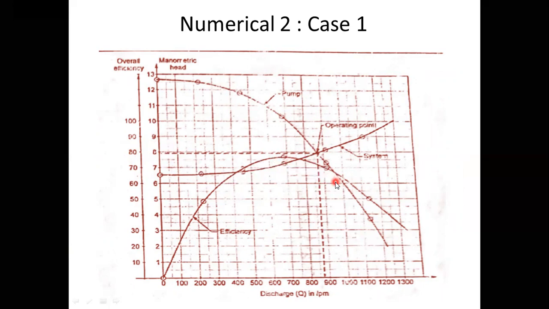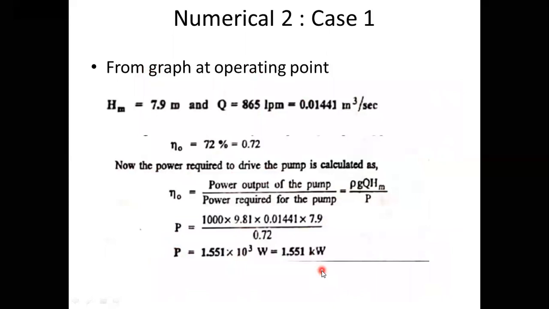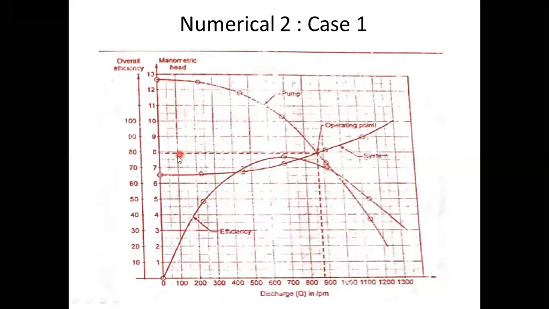So in this case also we have to find the intersection. This is the pump curve over here, and this is the system curve. So you have got this particular operating point. After finding the operating point on the graph, the first step is to take the vertical projection and the horizontal projection, to find the discharge at the operating point and the head at the operating point.